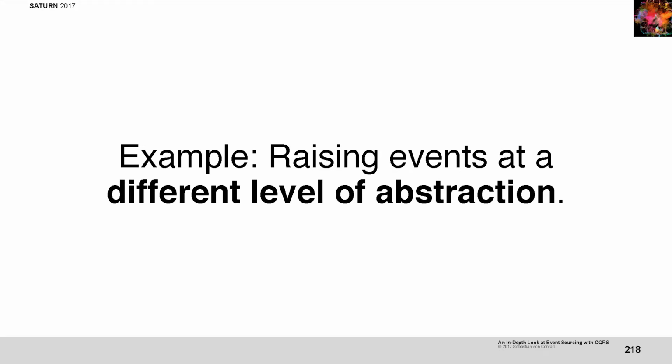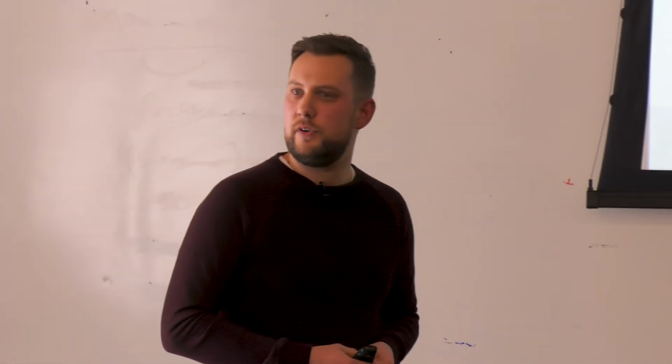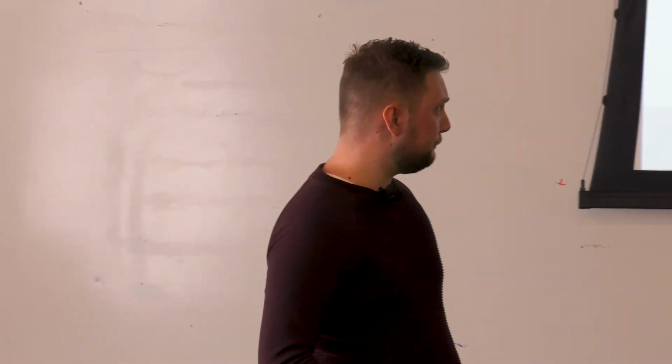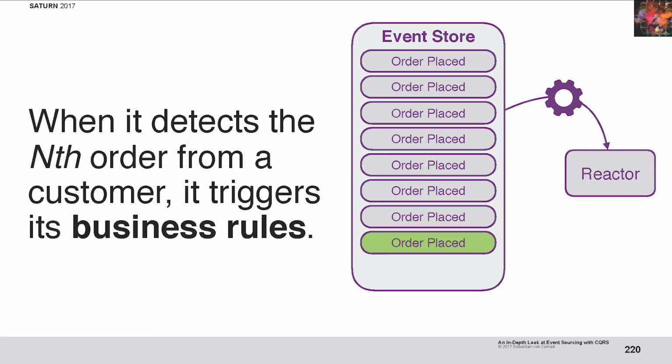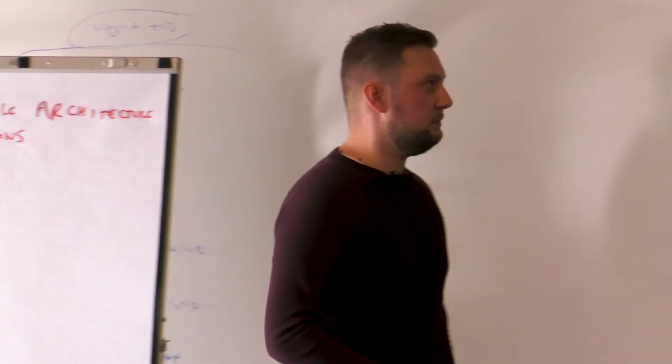So let's get a couple of examples. Let's say that we have a reactor that is subscribing to all of the order-placed events happening in the event stream. At some point, it detects that a particular customer has now placed a 10th order or a 100th order or whatever the business rules say, at which point it's the reactor's job, and its only mission in life, to emit another event back into the event stream saying, this customer is now considered gold class, or however you want to think of it.